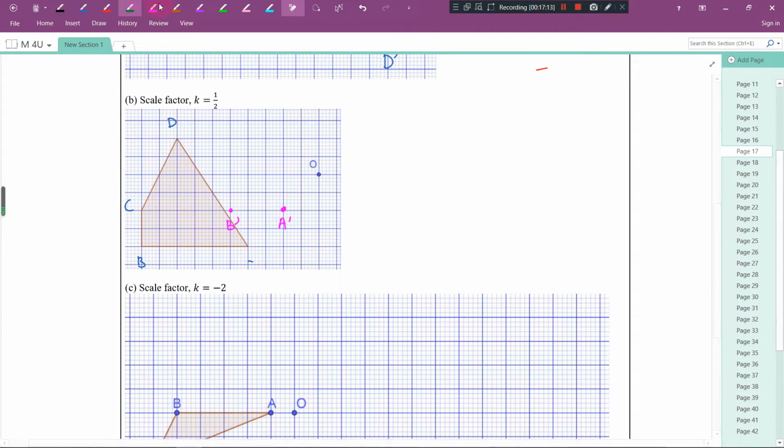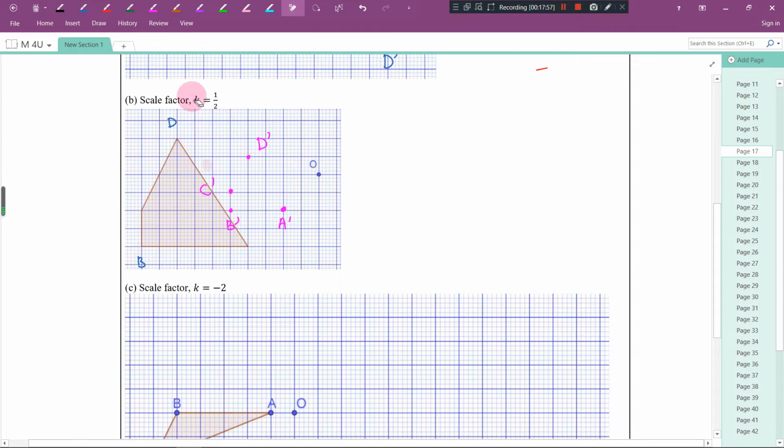Now let me go to C. From here, go up 2. Because the scale factor is 1 over 2, it becomes half. From here, go up 1. This is C prime. Okay, how to get D? I'm going to use an L shape to help me to get the image of vertex D. 1, 2. 1, 2, 3, 4. 2 and 4. It becomes half. It will become 1 and 2. 1, 1, 2. Okay, so this is the image of point D.